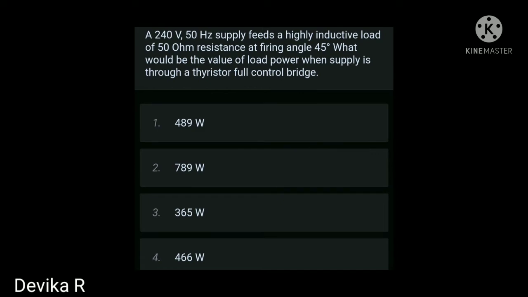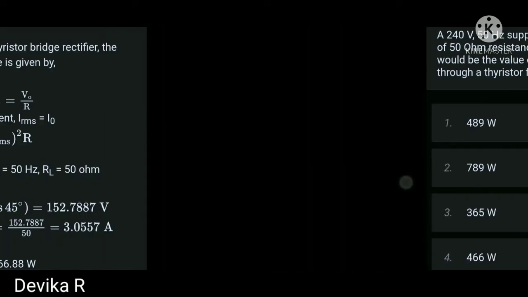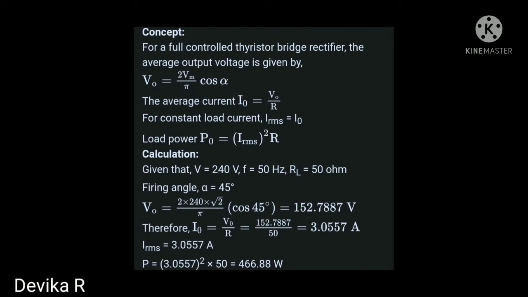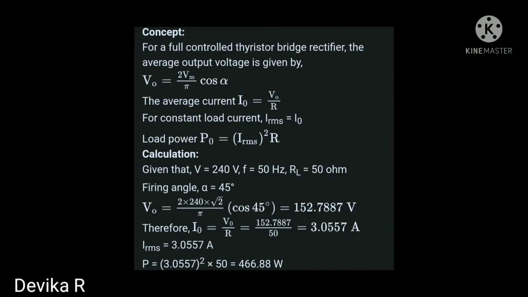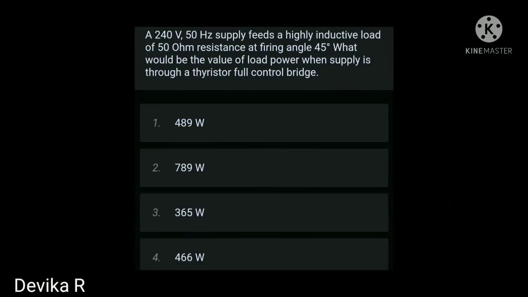What is the formula of the full bridge converter? The average voltage is V0 equal to 2 Vm by pi cos alpha. Then they asked for the power, so we have to find I0. I0 means V0 by R. They gave the R value, so find I0 and V0. Firing angle is also given, so then find the power. They gave a constant load current, so IRMS equals I0. So P0, the load power, equals IRMS squared into R. It's a very simple question. Let's substitute all the values and find the answer. The correct answer was 466 watt.